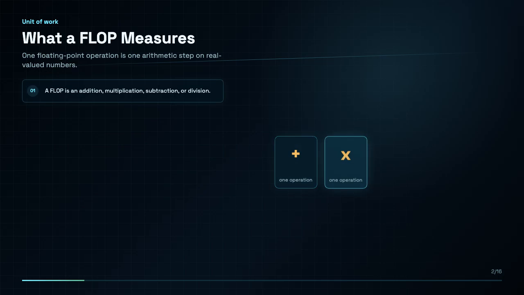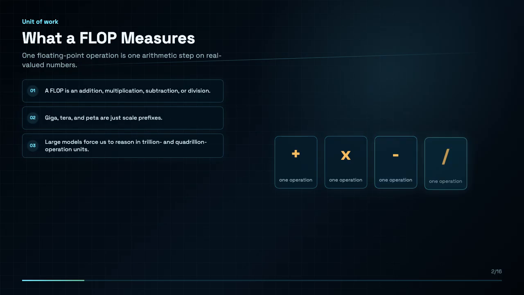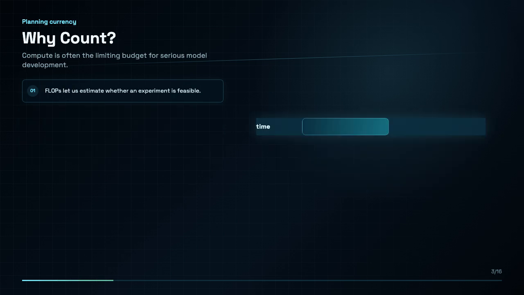When we say training a model requires a certain number of operations, we're quantifying the total amount of arithmetic the computer must perform. The standard unit is the flop, which stands for floating point operation. A floating point operation is a single arithmetic step performed on numbers with decimal points: an addition, multiplication, subtraction, or division. Modern processors perform billions or trillions of flops per second, so we use abbreviations. Gigaflops is billions per second, teraflops is trillions per second, and petaflops is quadrillions per second.